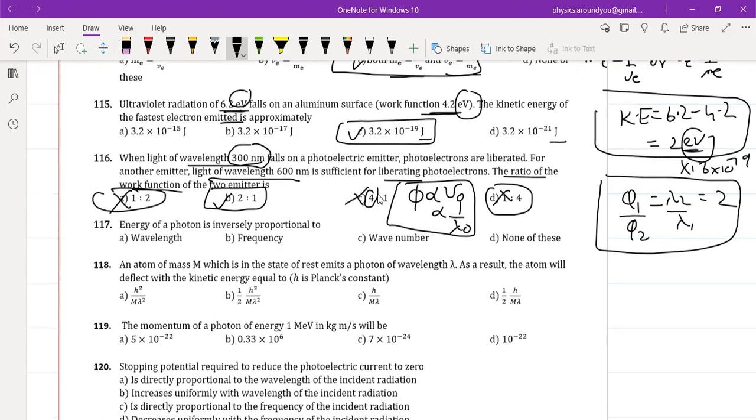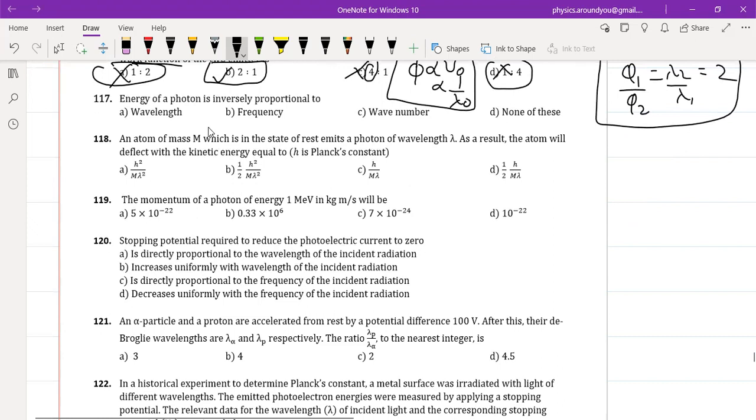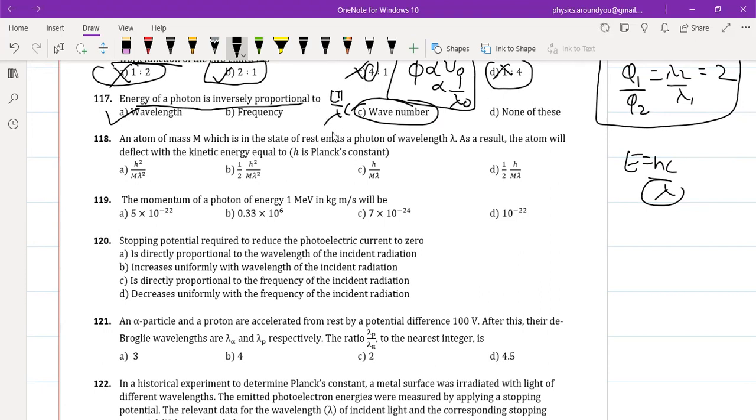Now, going to question number 117, a conceptual question. Energy of a photon is inversely proportional to, we know that E equal to hc by lambda. So, energy is inversely proportional to lambda, wavelength, right? So, that is the option. What about wave number? There's no need to get confused about wave number. Wave number is simply 2 pi by lambda. Energy is not inversely proportional to 2 pi by lambda. It is directly proportional to the wave number.